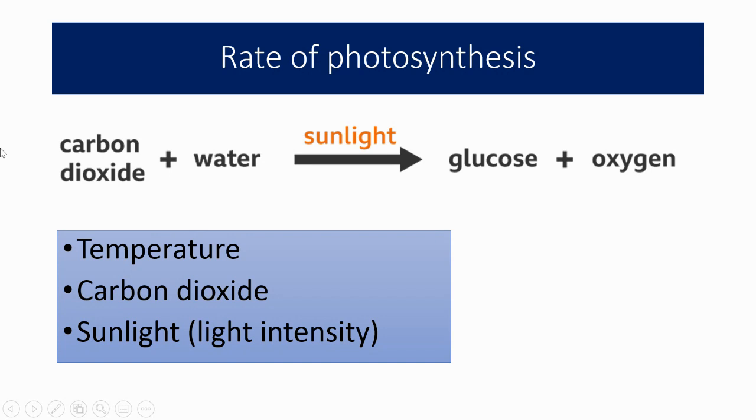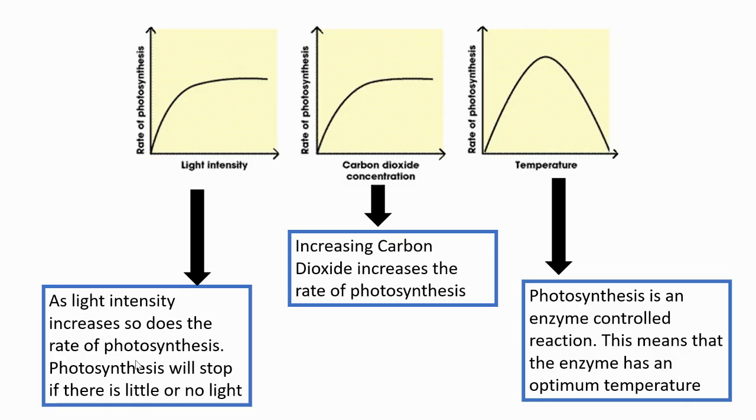So the rate of photosynthesis, what this means is how quickly photosynthesis is occurring. So plants will want this, if they have thought, to occur as quickly as possible. So there's different things that might limit how quickly this is happening. So temperature, carbon dioxide, and sunlight. We're going to have a look at how these impact photosynthesis. So light intensity, as the light intensity increases, so does the rate of photosynthesis. If you took a plant and put it into a pitch black room, it wouldn't photosynthesize and it would die. Carbon dioxide, if you increase the carbon dioxide concentration, the rate of photosynthesis also increases.